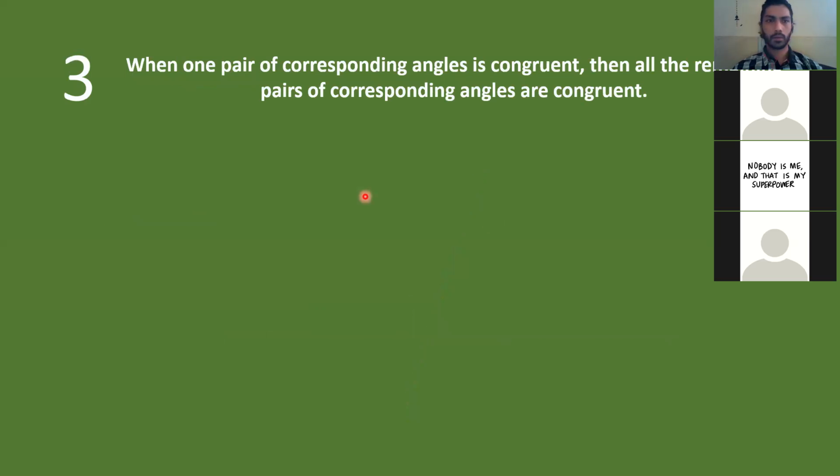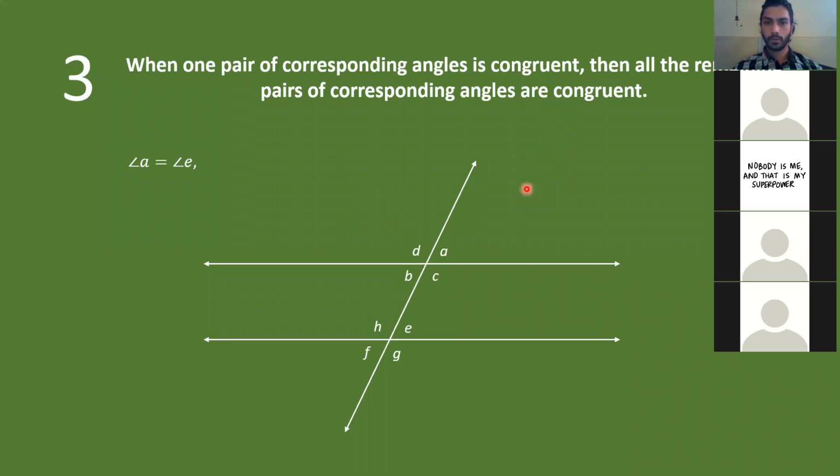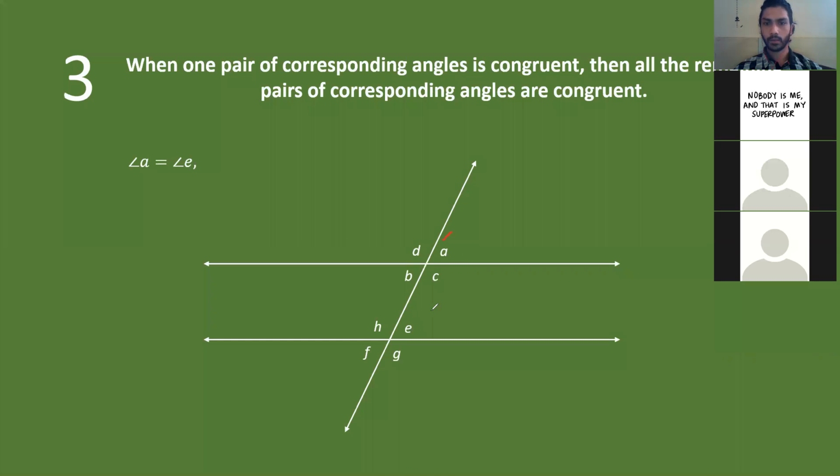The third one, somebody quickly read this. When one pair of corresponding angles is congruent, then all the remaining pairs of corresponding angles are congruent. Thank you so much. So we have parallel lines over here, with 8 angles A, B, C, D and so on. If angle A is equal to angle E, these are corresponding angles, folks. Always remember. I'm quickly going to annotate it once again. Angle A and angle E are corresponding angles, and angle D and angle H are corresponding angles.